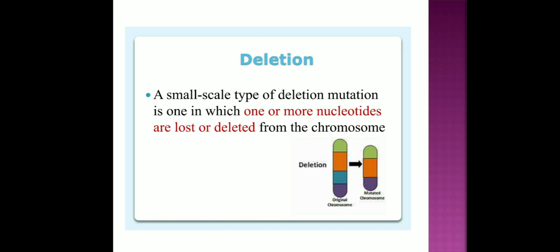In human babies, deletion of a segment of chromosome number 5 causes a disease called cri-du-chat syndrome. The baby cries like a cat and is mentally retarded with a small head.